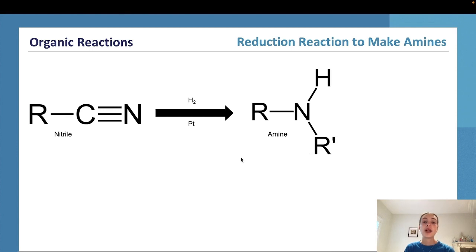We've also got a reduction reaction to make amines, so we can combine a nitrile with hydrogen gas under either a platinum or a nickel catalyst, so any inert metal catalyst, in order to create an amine. And so this would just be simply removing part of the nitrogen group, so some of the bonds from the nitrogen group, and adding in the hydrogen atoms to make it into the amine molecule.